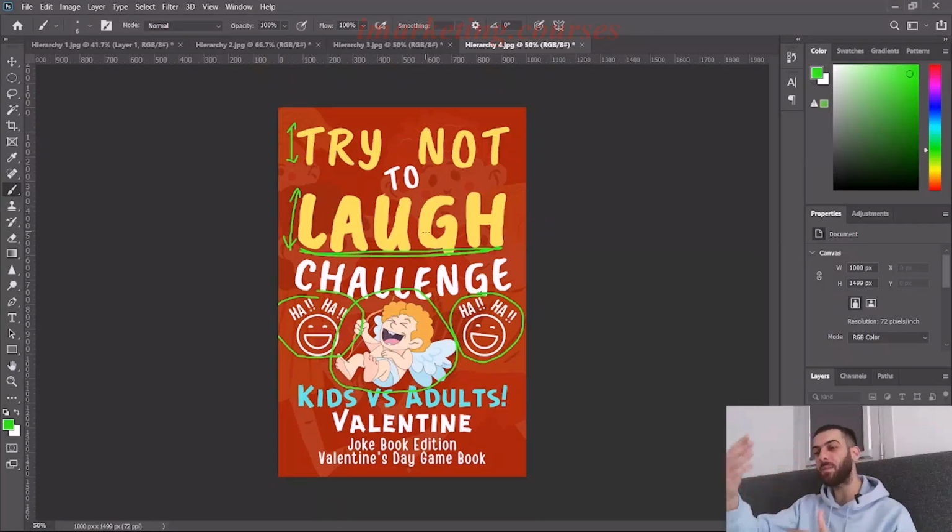And then what's the second biggest font on the cover? What's the second biggest word? Well, it's kids versus adults Valentine's. So this is what the book is about. This is like a second subtitle. It's who it's for: kids versus adults Valentine's. Now because it's the second most important thing, that's why it's the second biggest thing on the cover. And the final thing is joke book edition, Valentine's Day game book. This is just the smallest subtitle. Now because it's the least important thing, it's the smallest thing.